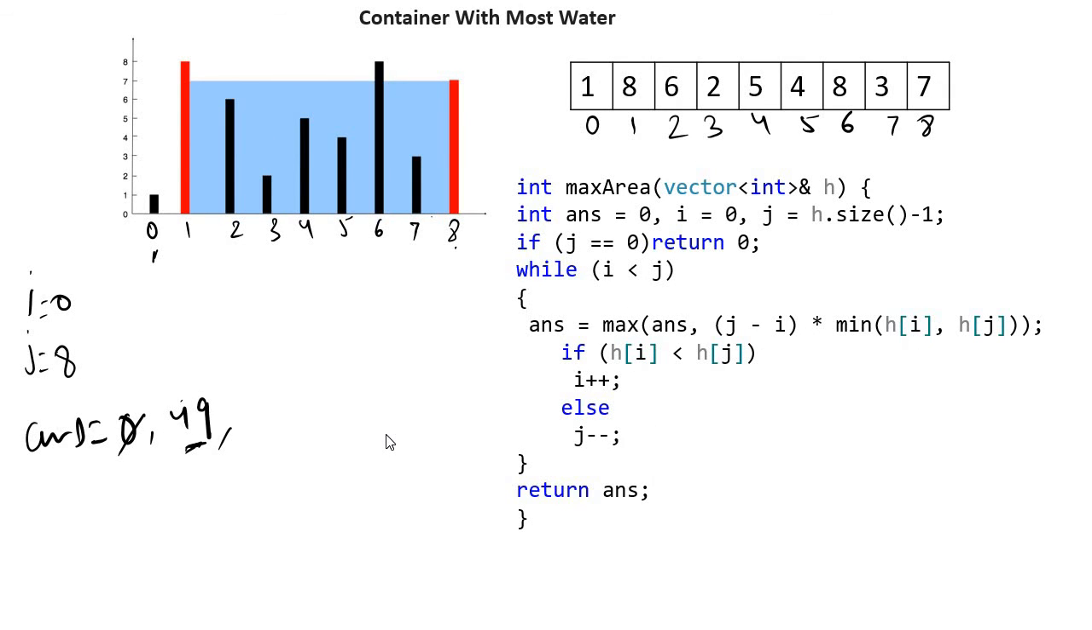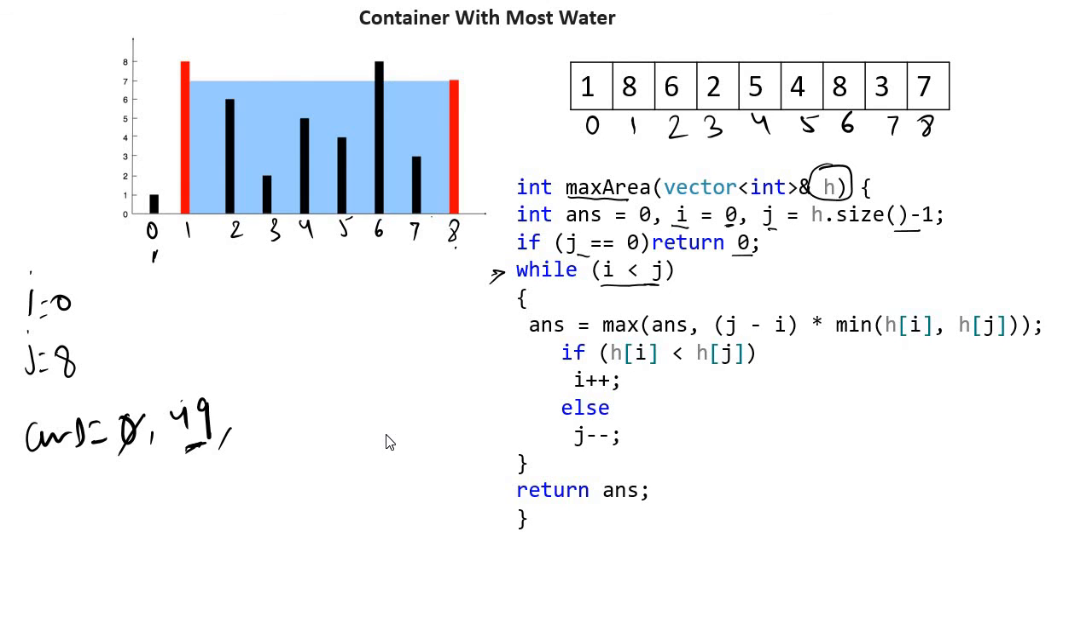Now let's see the code. maxArea is the method which will return the maximum area, and h is the array which has the heights. I have taken two pointers i and j, with j pointing to the last and i pointing at 0. If the length is 0, we simply return 0, no need to process. This is a while loop, so we will process until j is greater than i.